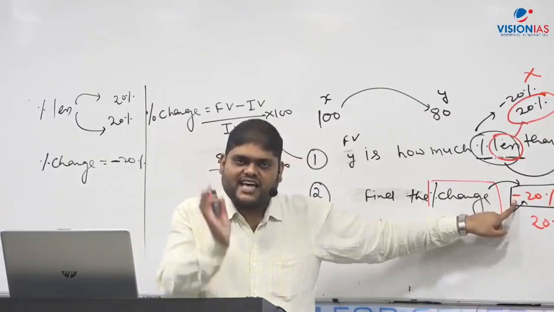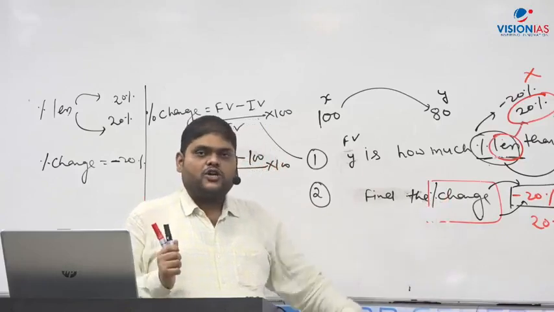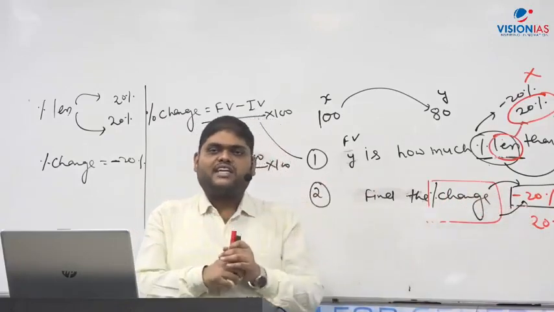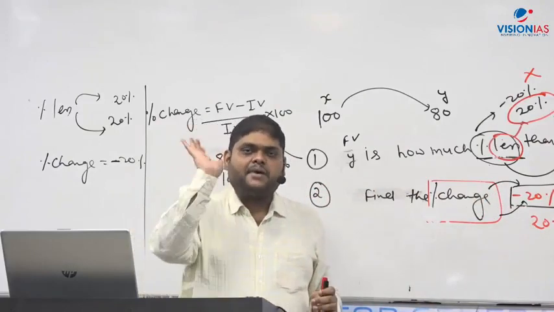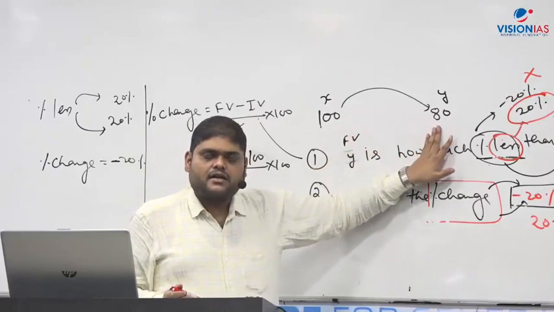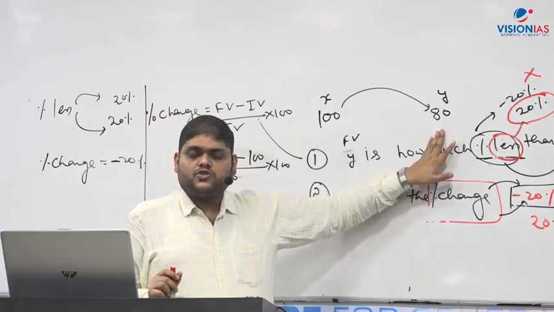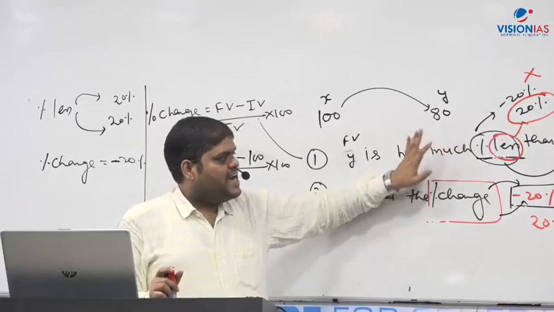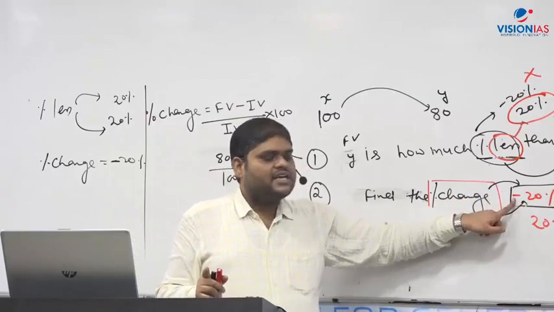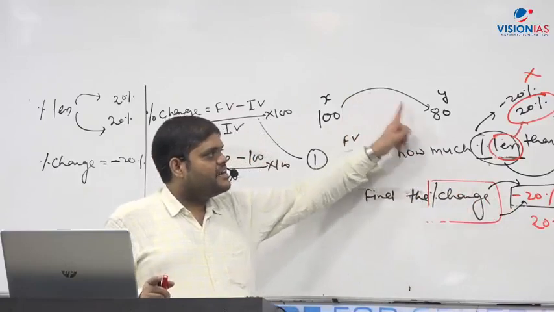So you have to put the sign there. Why do you have to put the sign? Because we don't know whether the change is positive or negative. The positive 20% shows there is an increment of 20%, but here the case is a decrement of 20%. So what will I say? I will say the change is minus 20%. What is the significance of this minus sign? The significance of this minus sign is decrement.